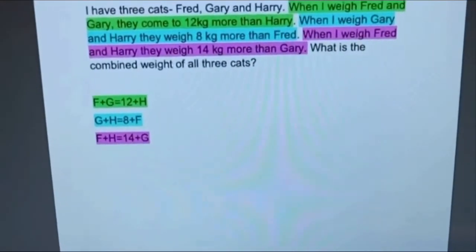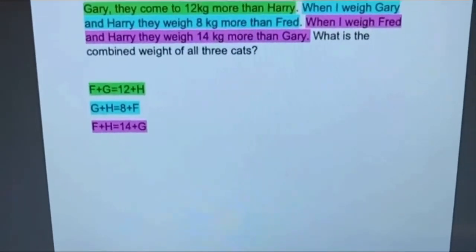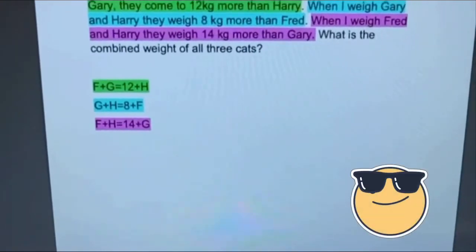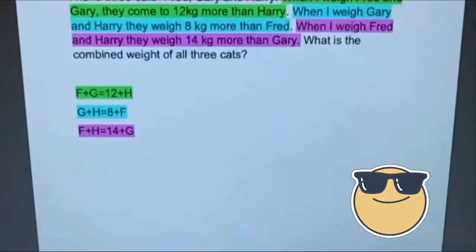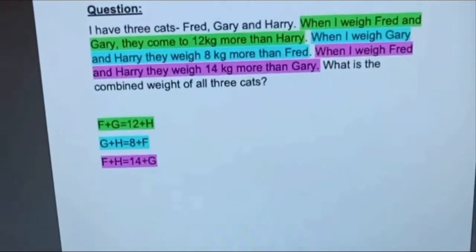Now we need to find the combined weight. So it is very easy to find the combined weight. What is slightly more tricky is to find individual weights of all three cats. We are going to do both. So first, I'm going to show how we find the combined weight of all three cats.